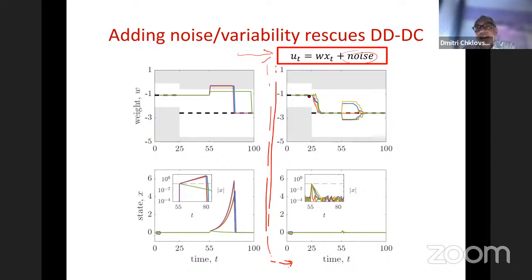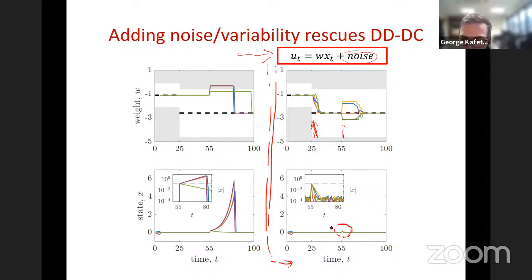And you can see that when W changed at t equals 25, the controller adapted to that change in W. And then when there was a kick at 55, it took a short time to come back to equilibrium and with much smaller loss. You can see this very well here, that the loss was very insignificant and X came down to 0 very quickly.